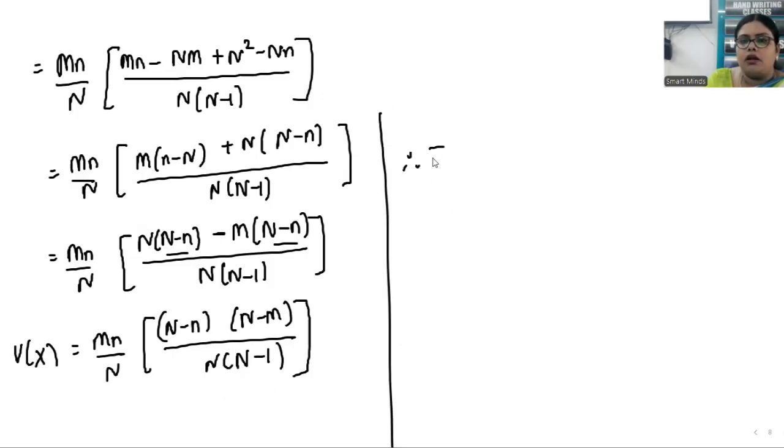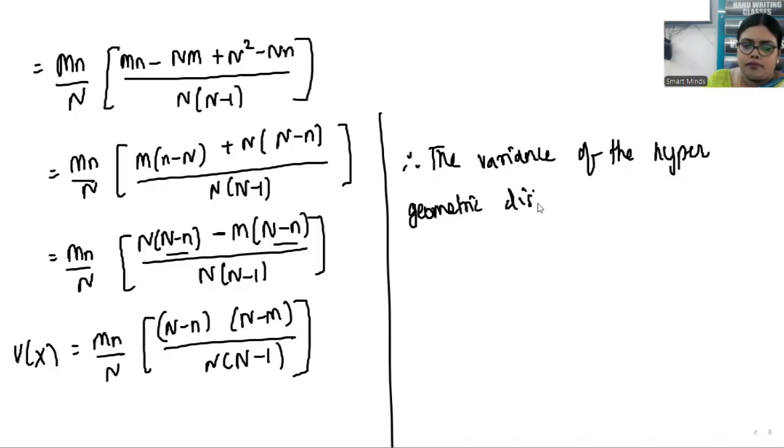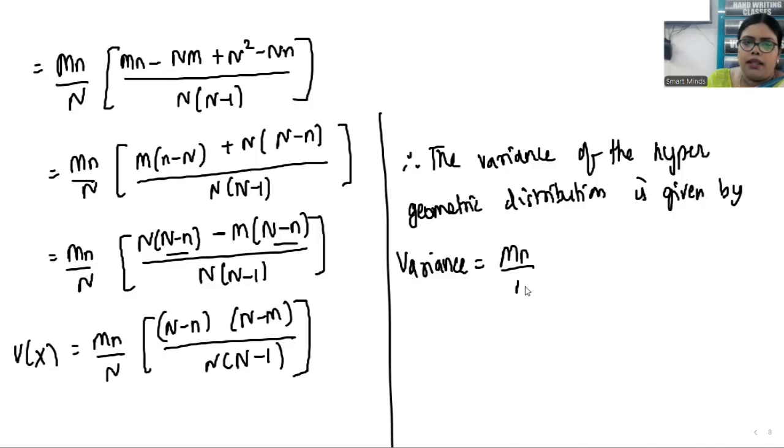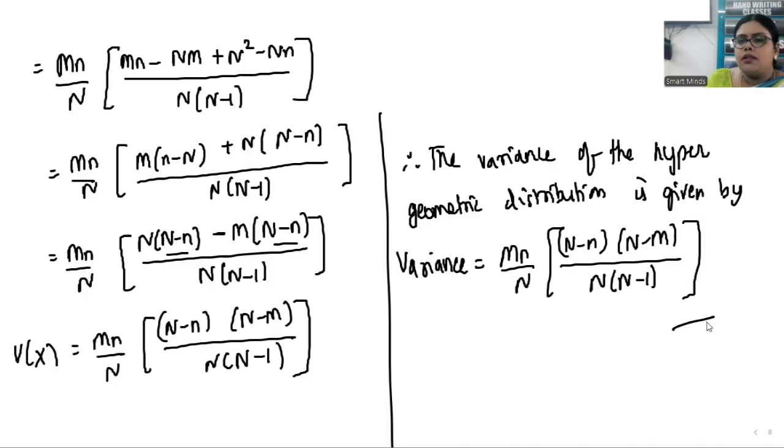So finally we can conclude, therefore, the variance of the hypergeometric distribution is given by variance is equal to mn by N into N minus n into N minus m by N into N minus 1. This is the formula.